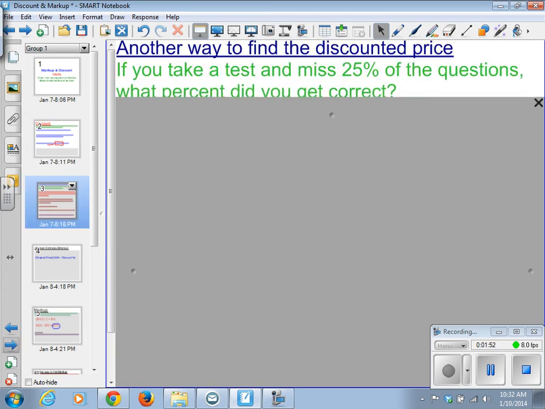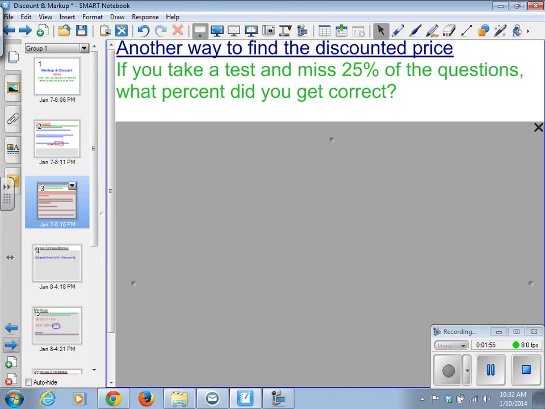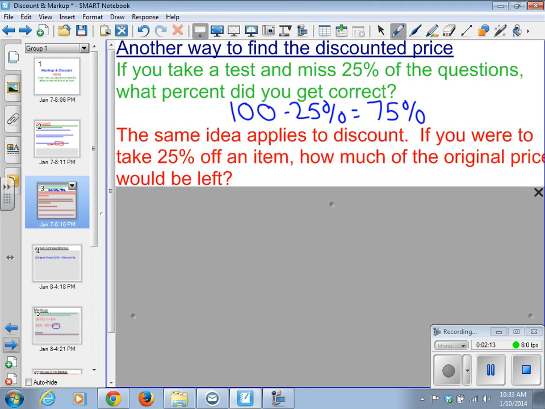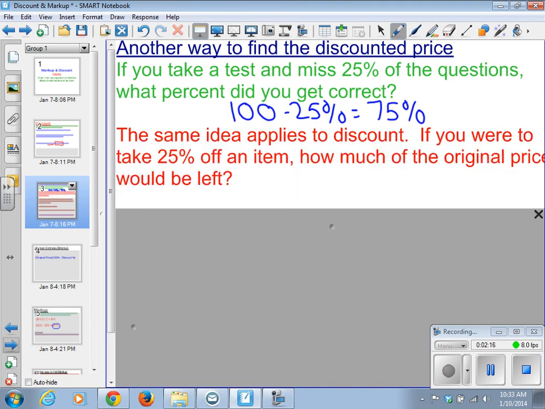I want you to imagine, take a test. If you missed 25% of the questions, what percent did you get correct? Well, you know a perfect score is 100%, so if you take away the ones you missed, you are left with 75% correct on the test. We can apply the same idea to discount. If we take 25% off an item, how much of the original price would be left? And again, it's that 100 minus 25 to give us 75% left of the item.